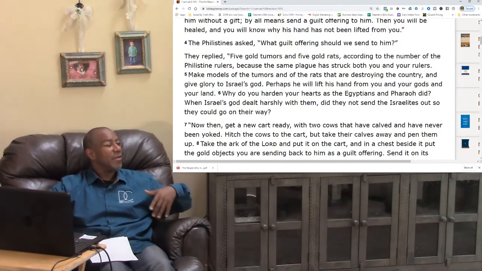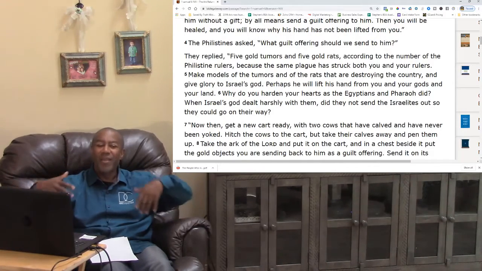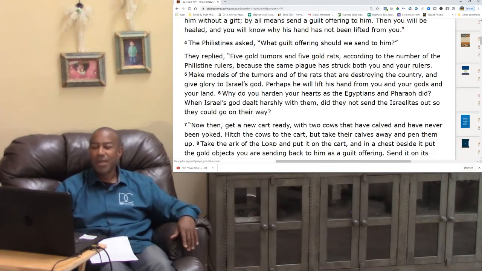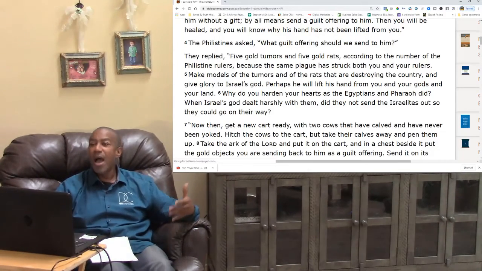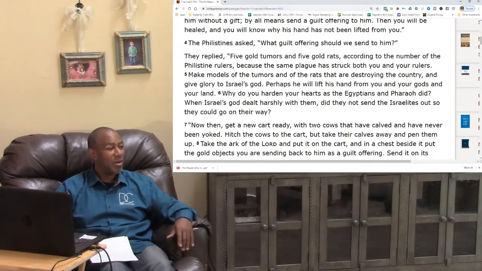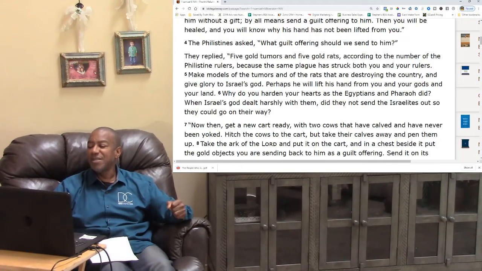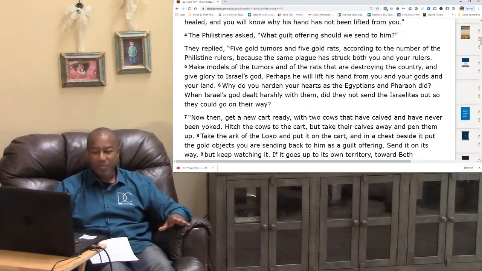So I guess the rats were destroying the community and they all had tumors all over them. So he wanted to make a statue of those to give back to God and say, "Okay, I'm sorry. I apologize. Mercy, I give." They wanted to tap out, basically. "Perhaps he will lift his hand from you and your gods and your land. Why do you harden your hearts as the Egyptians and the Pharaoh did? When Israel's God dealt harshly with them, did they not send the Israelites out so they could go on their way?"